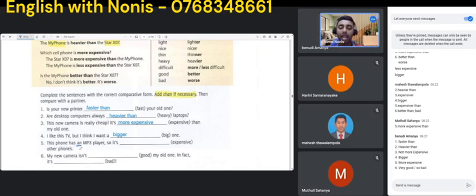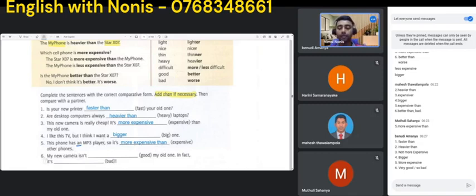This phone has an MP3 player, so it's space. Within brackets they have given the word expensive. Other phones. So when you say other phones, the other noun is given. Then when you are using the comparative form of expensive, you have to use more to compare. This phone has an MP3 player, so it's more expensive than other phones.